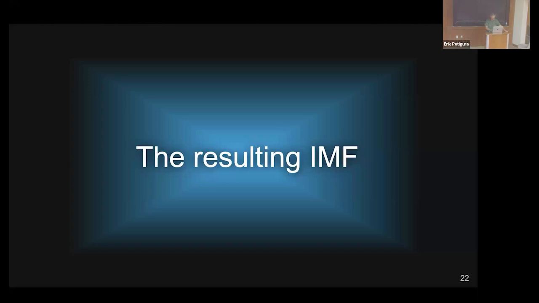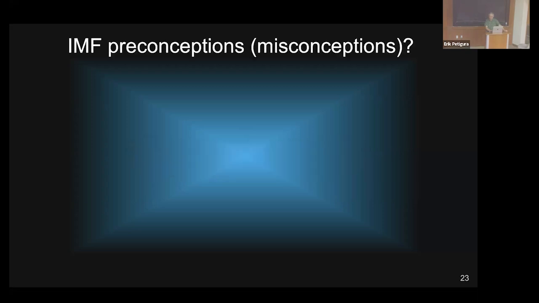Okay, the resulting IMF. And some of you are going to hate this part because I've been talking to you earlier today and you don't agree with me on this, but I'm going to go ahead and say it anyway. I think there are preconceptions or misconceptions out there as to what the IMF actually is telling us and what the empirical data have actually been saying over the past many years. And I've seen this quote mentioned in many telescope proposals saying the initial mass function peaks at 0.3 solar masses in the early M dwarf regime. So let's talk a little bit about that.